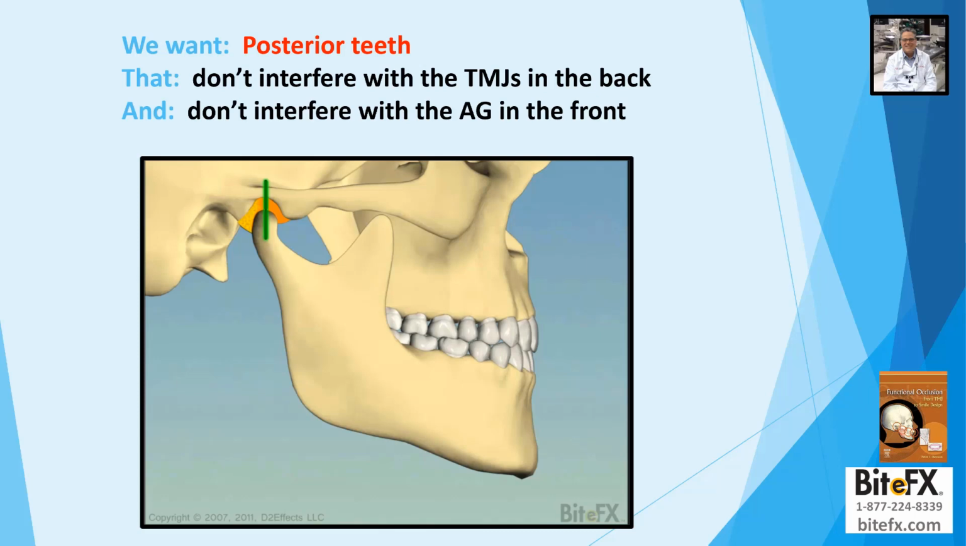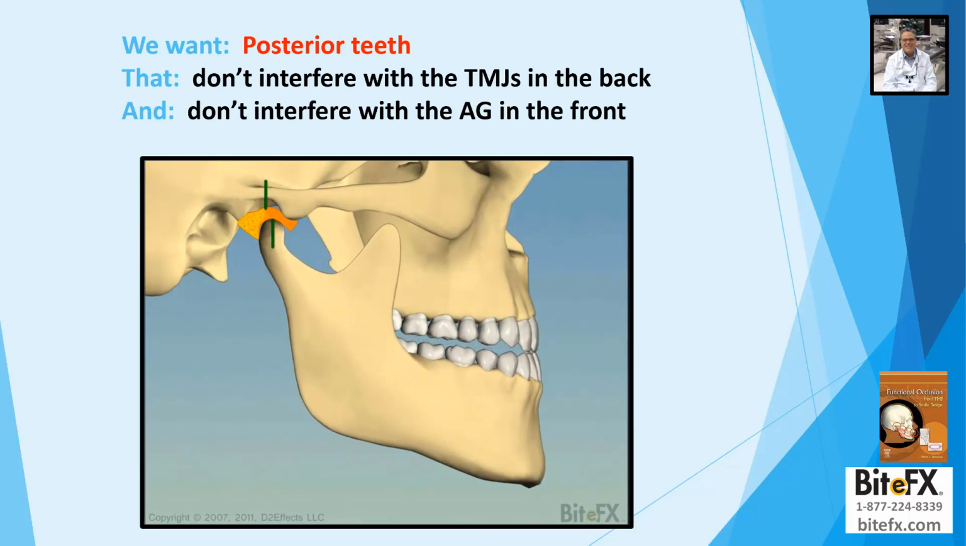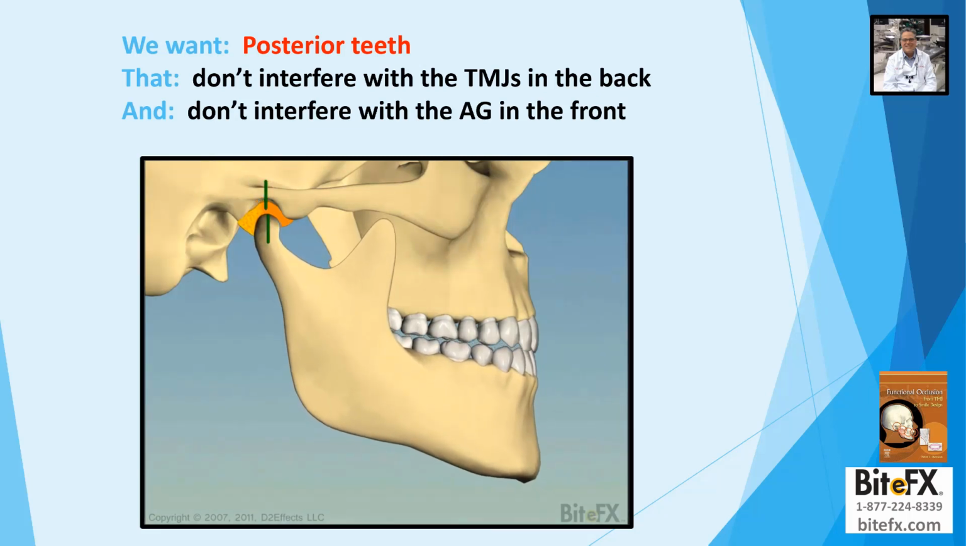Also, we want the posterior teeth not to interfere with the anterior guidance in the front. And so I'm going to run this animation. You're going to see that when the patient slides to the forward anterior position or protrusion, the posterior teeth are not in the way. They separate out, back and forth. Posterior teeth are not interfering.